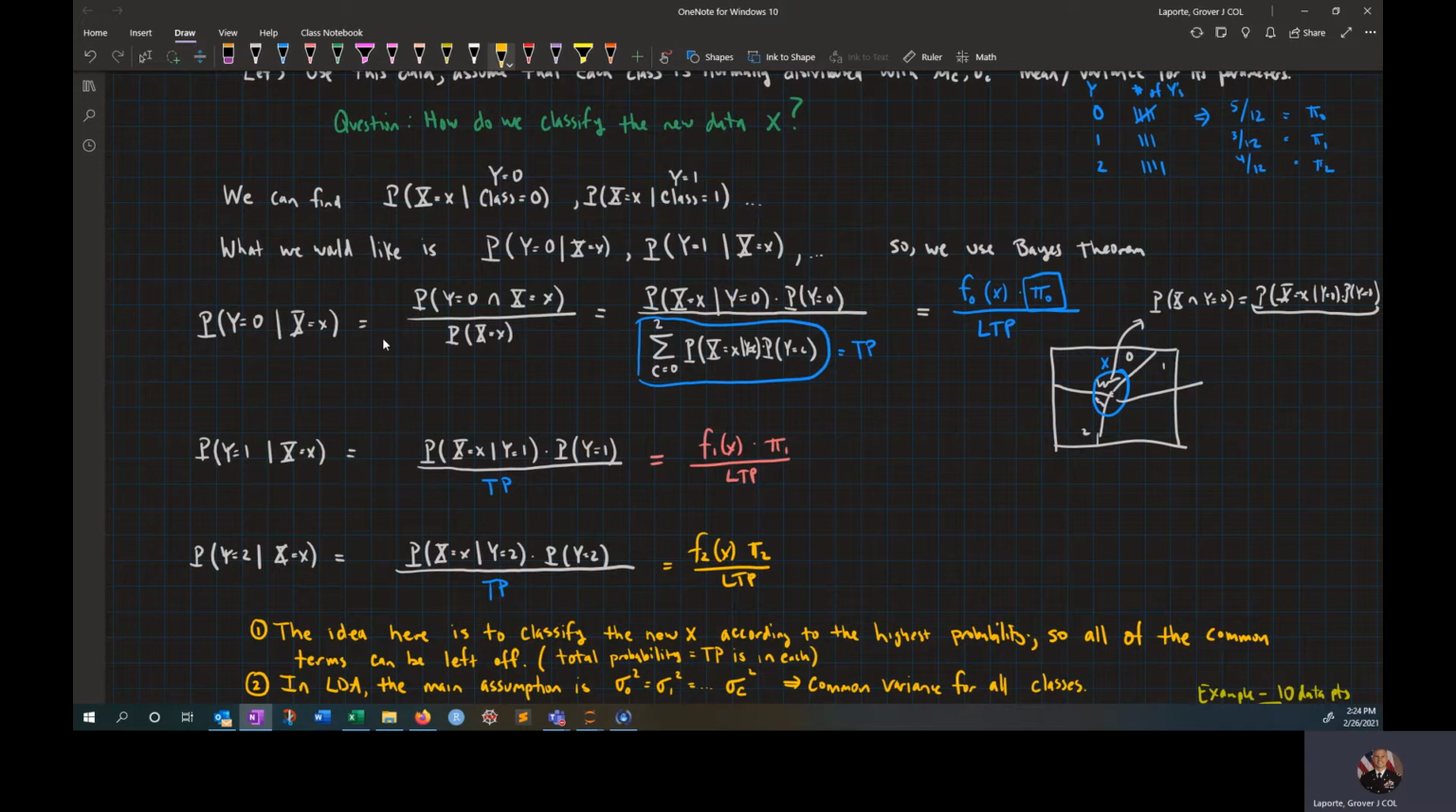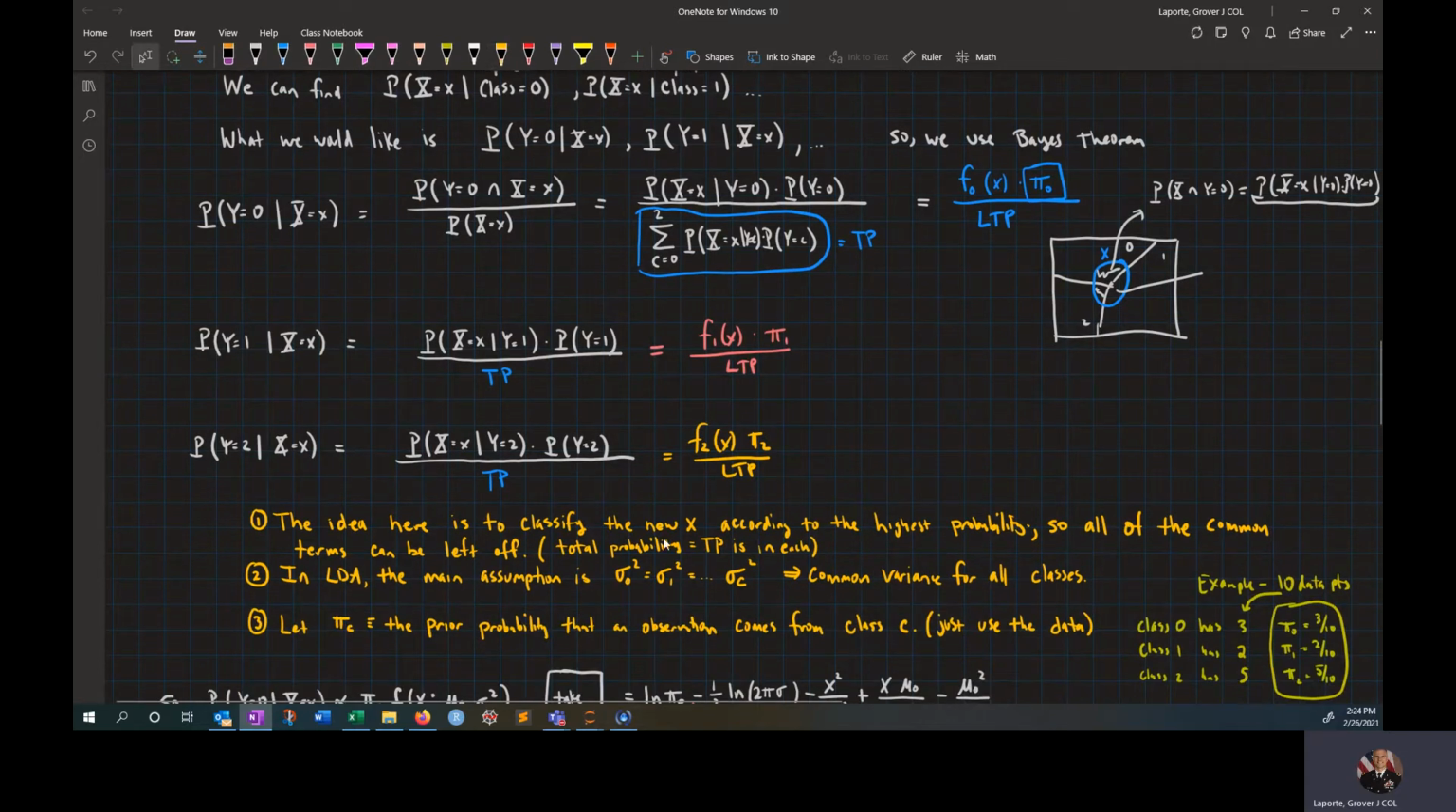Again, remember, we're using the density for this part. I'm using the density function here, not necessarily the probability mass function, but it gives me a relationship between these three numbers, and then I can just go back and pick the biggest one. If you read what's going on here in yellow, it says the idea is to classify the new x according to the highest probability.